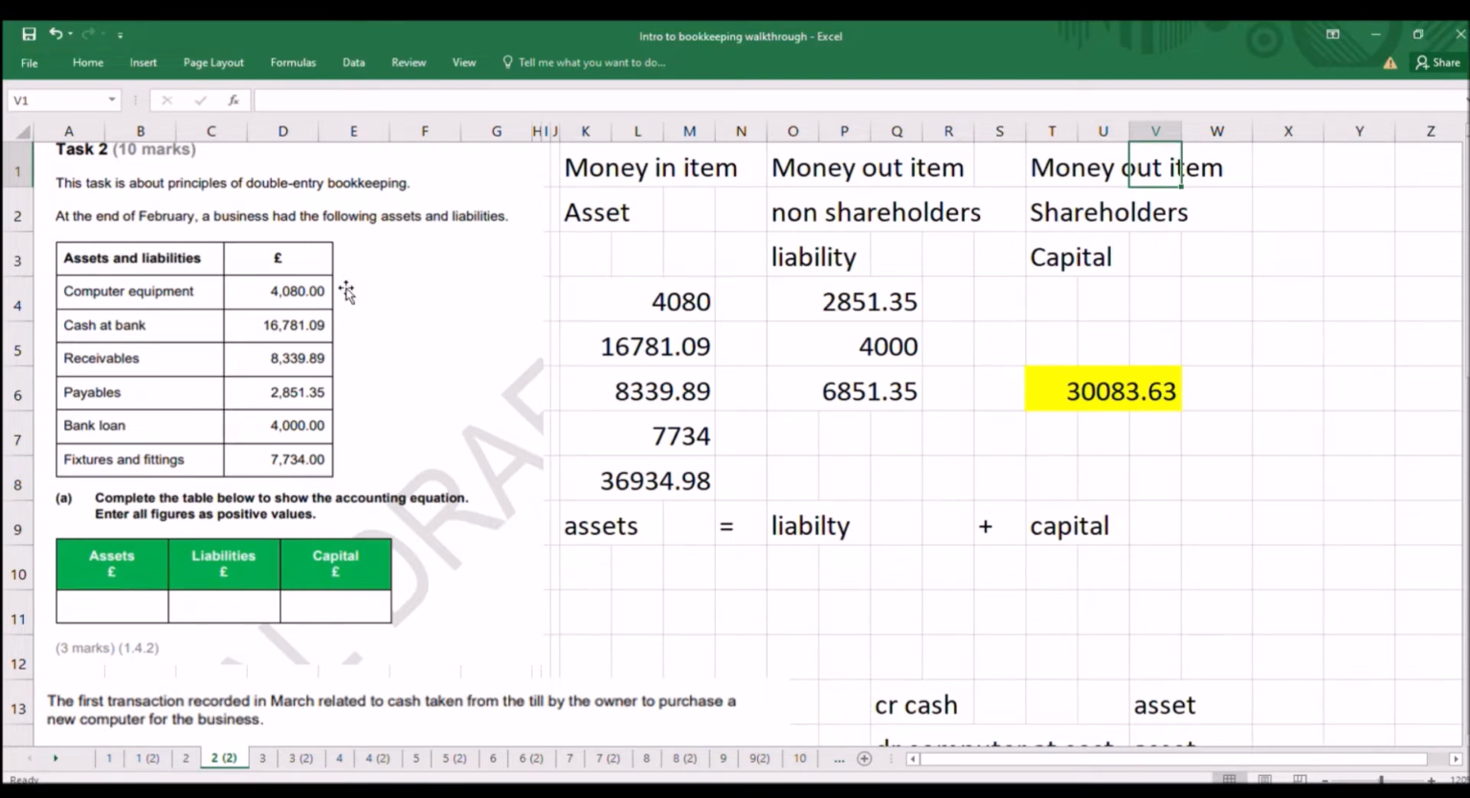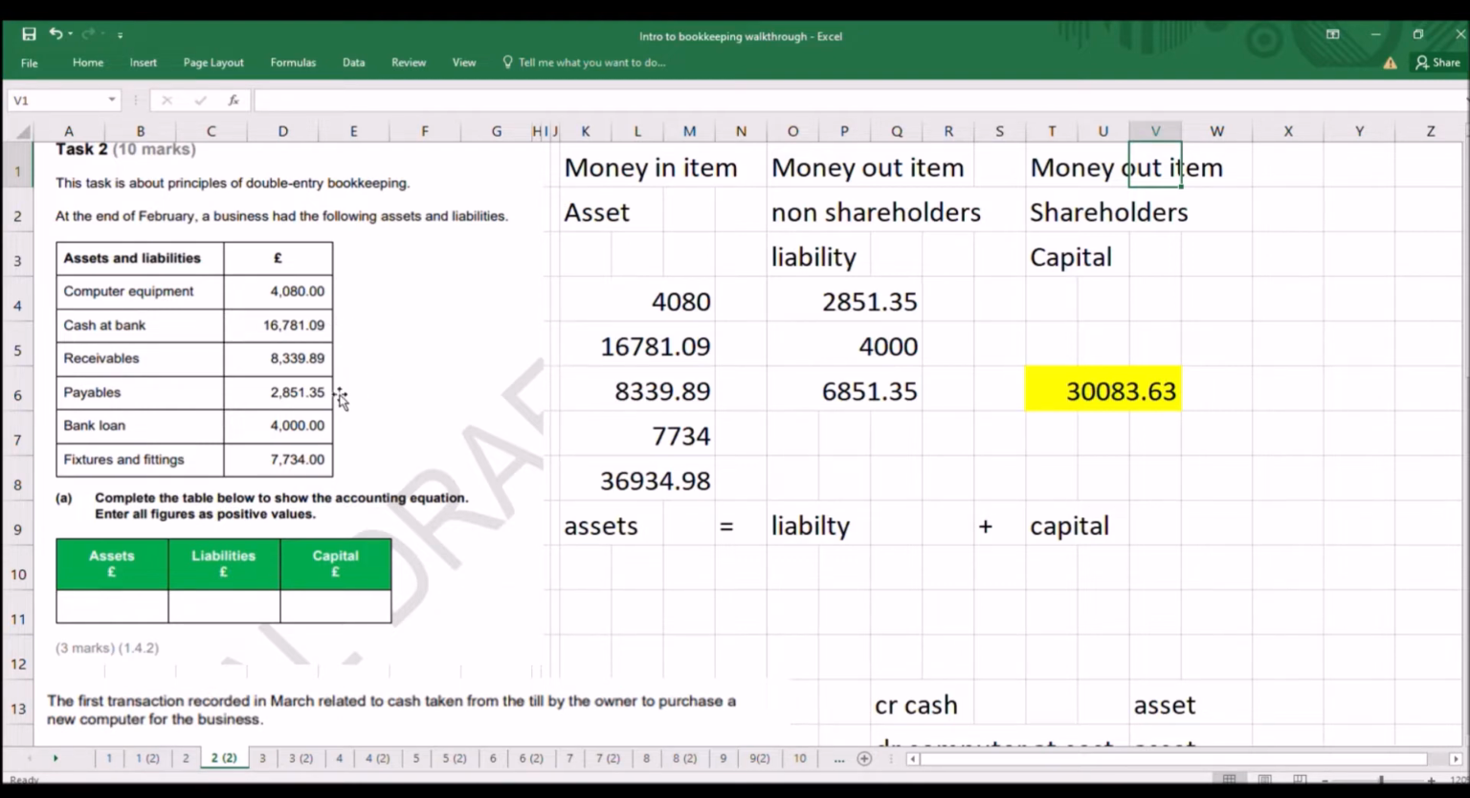So here we're going through. That is an asset, because it's a money in item. It's either money in now or can be converted into money in the future. We can simply sell the computer equipment. So that's a money in item there. Asset, money in already. Asset, receivables, money that we're going to get in the future.